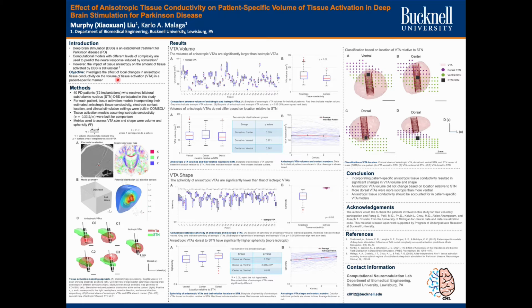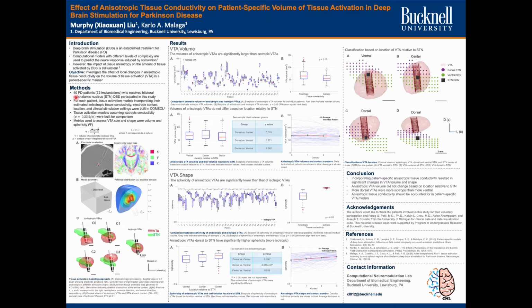To predict the amount of tissue activated by the stimulation, computational models can be used. These models often incorporate tissue anisotropy, which is defined as the direction dependence of the brain conductivity. However, how brain anisotropy will affect the VTA, the volume of tissue activation, is still unknown, particularly at the individual patient level. The goal of this project was to investigate the effect of local change in tissue anisotropy on the size and shape of the VTA in a patient-specific manner.